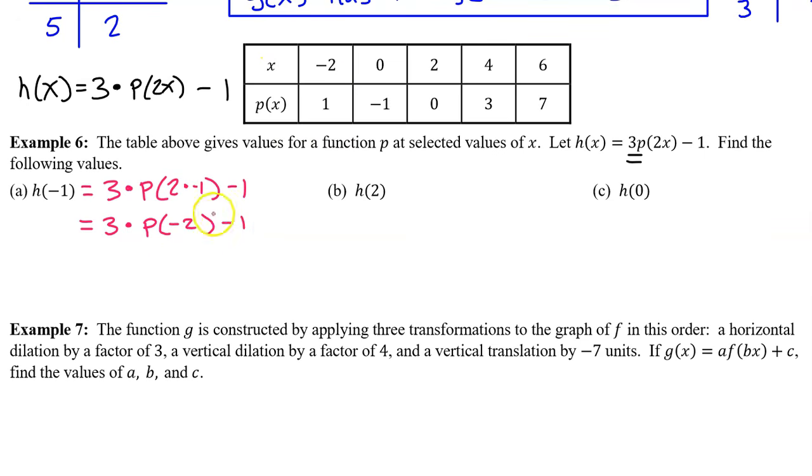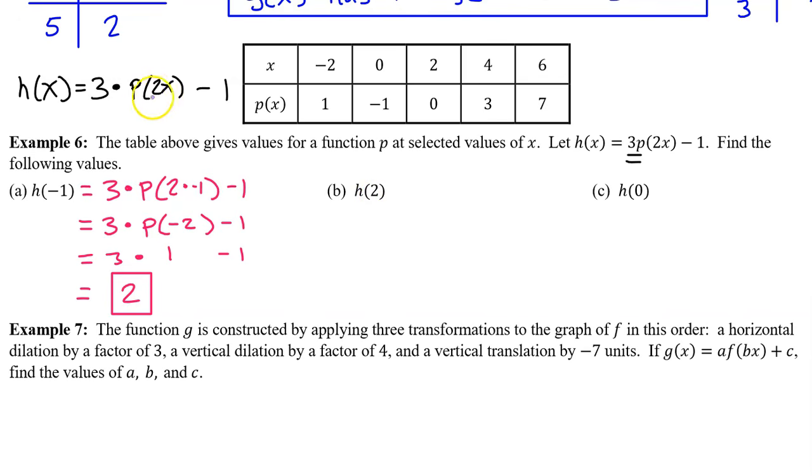So let's use the chart to find the value of p at -2. So here's -2, and here's p at -2. So we have 3 times 1 minus 1, because p at -2 was 1. And of course, 3 times 1 is 3, minus 1 is 2. So that's the answer to part A.